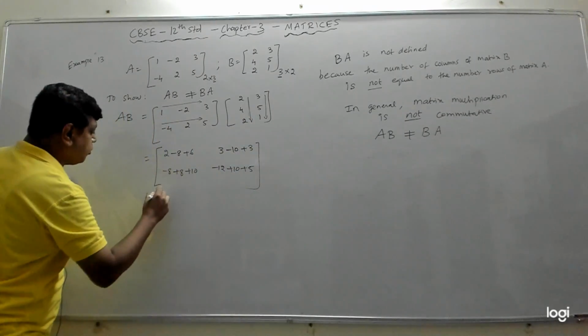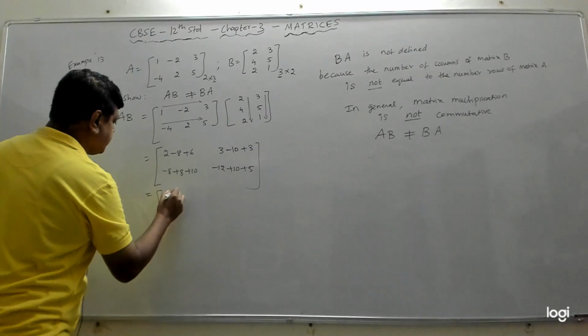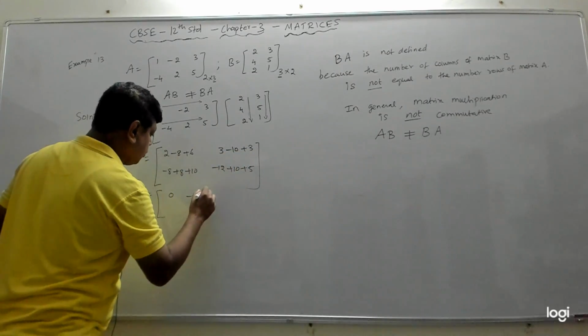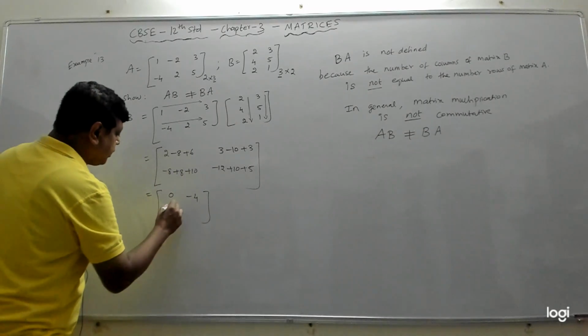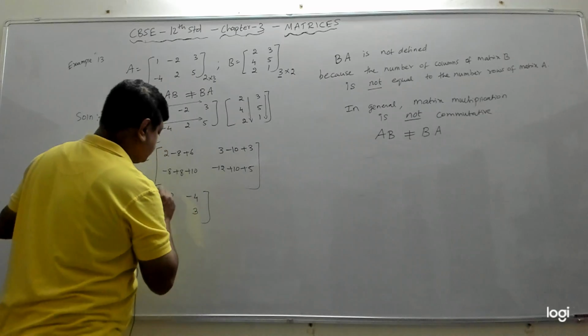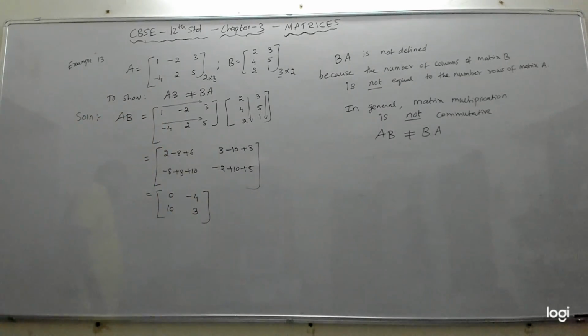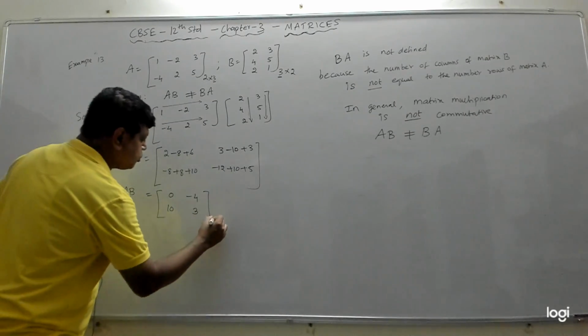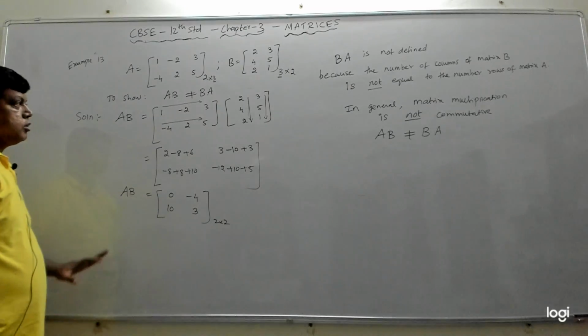So if you do this, 2 minus 8 plus 6 is 0. Here 3 plus 3 is 6, minus 10 is minus 4. Then minus 8 plus 8 goes off, and you get 10. Then here 15 minus 12 is 3. So our answer is 0, minus 4, 10, 3, which is our AB matrix. The order is 2 cross 2. So we have done A into B.